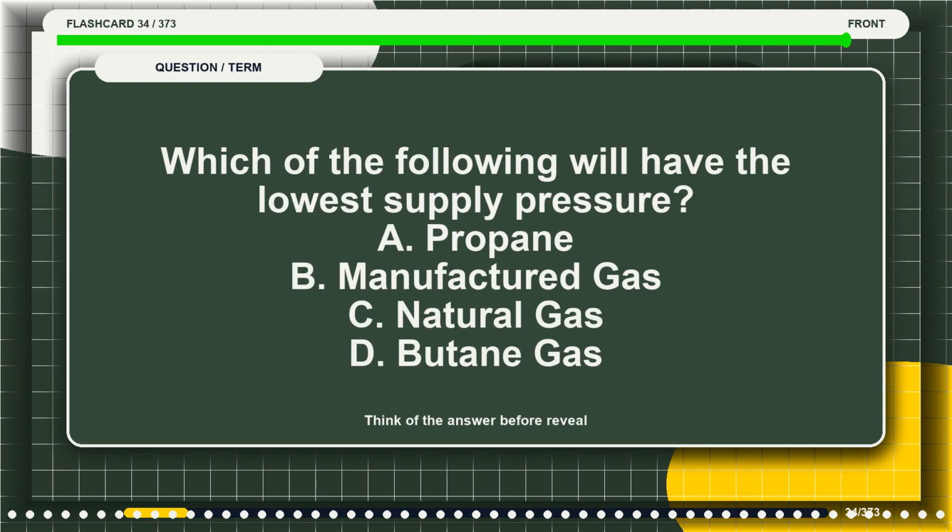Flashcard 34. Which of the following will have the lowest supply pressure? A. Propane. B. Manufactured gas. C. Natural gas. D. Butane gas. Think of the answer before the reveal.